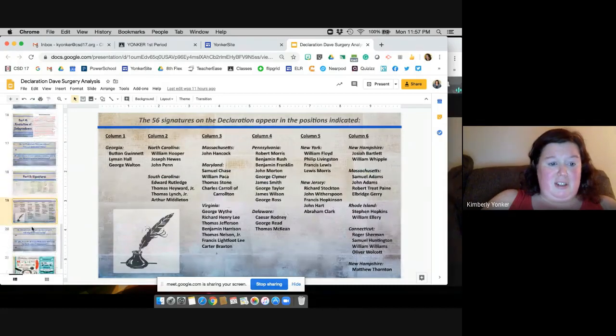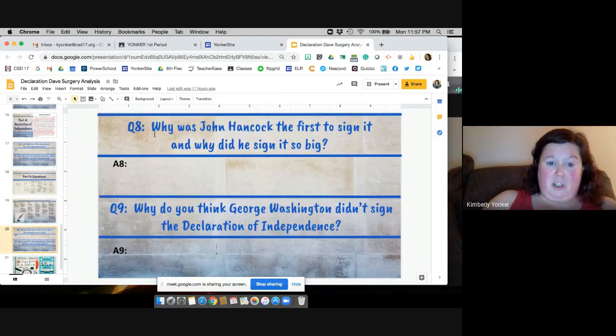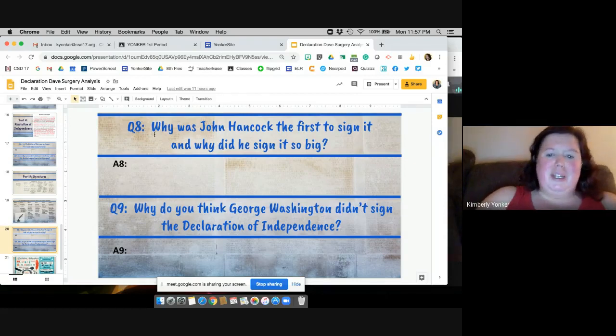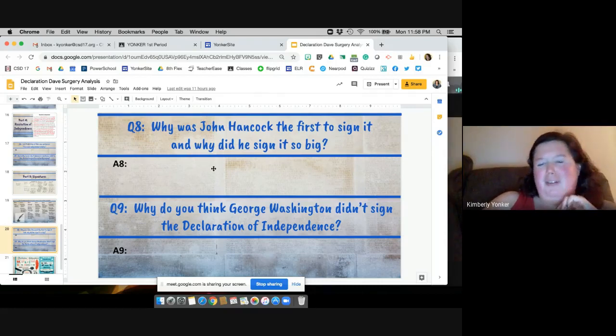So we have all these signatures. John Hancock, the largest and biggest in center because he was the president of the Second Continental Congress. Question 8. Why was he the first to sign it? Why did he sign it so big? Well, he was the president of the Second Continental Congress, so he was the first to sign it. He signed it so big, it is reported, because he wanted to sign it big enough for King George III to see it without his glasses on, so he could read exactly who he was signing it against.